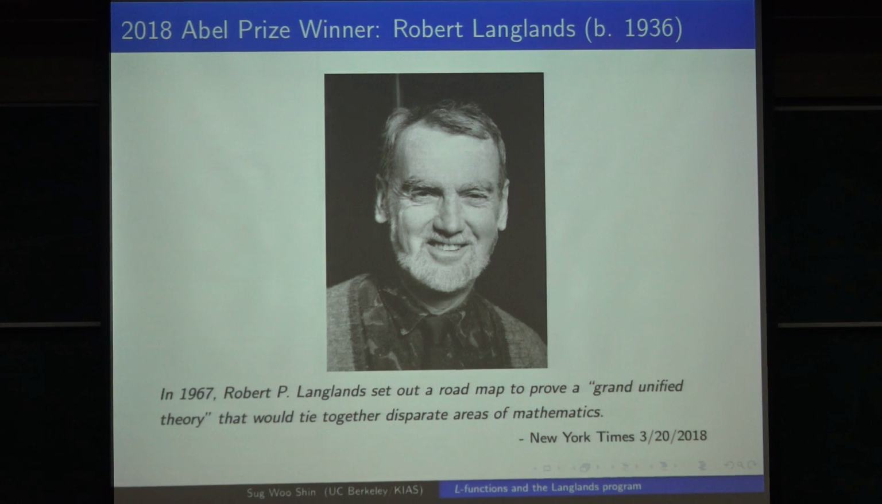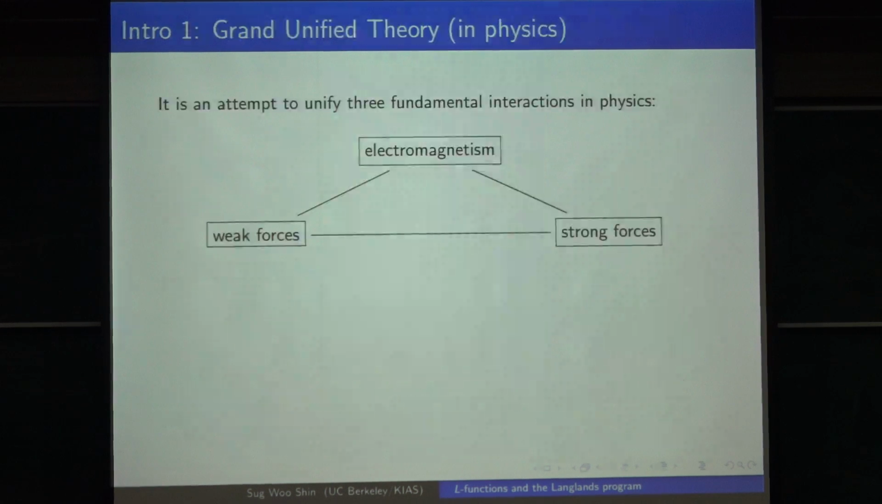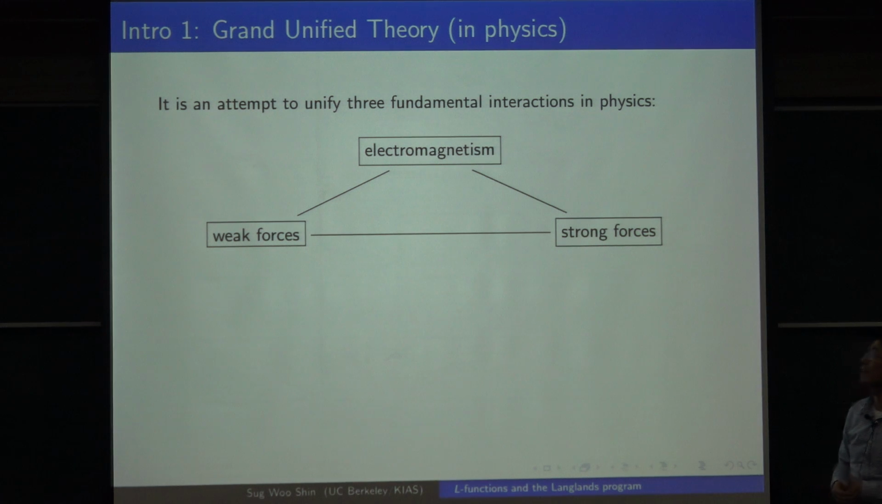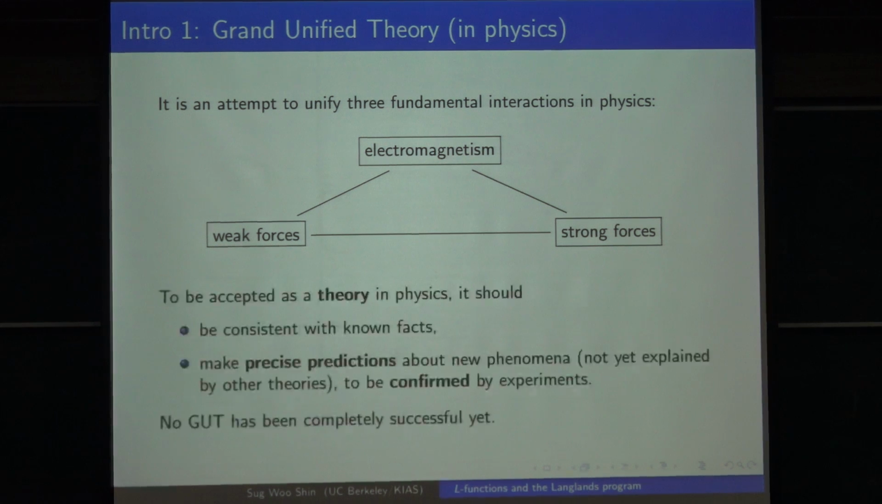So what is grand unified theory? I'm not a physicist, but this is a notion coming from physics. And it's an attempt to unify three fundamental interactions in physics. You don't have to know what they are really. Electromagnetism, maybe you kind of know what it means, but weak forces, strong forces, it's not important, but the important thing is the following. To be accepted as a theory, or grand unified theory, or any theory in science really, there are some requirements to qualify.